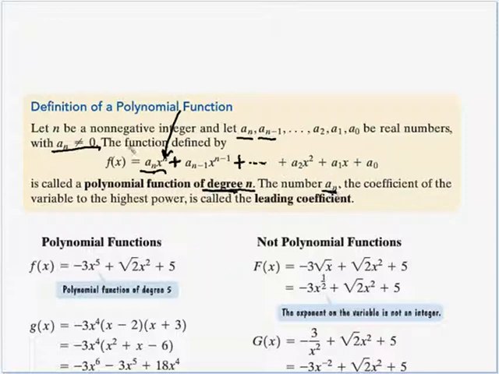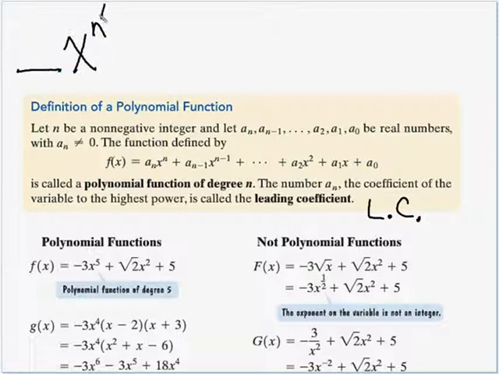The number a sub n, the first coefficient, the coefficient of the variable with this highest power, is called the leading coefficient. And to save time writing on the video and in your notes, for leading coefficient, we can do LC. Now, this can be kind of confusing. Here's another way to look at it. What is a polynomial? Well, you're going to have some number and then x to some power. And this is the highest power. That's the degree of the polynomial.